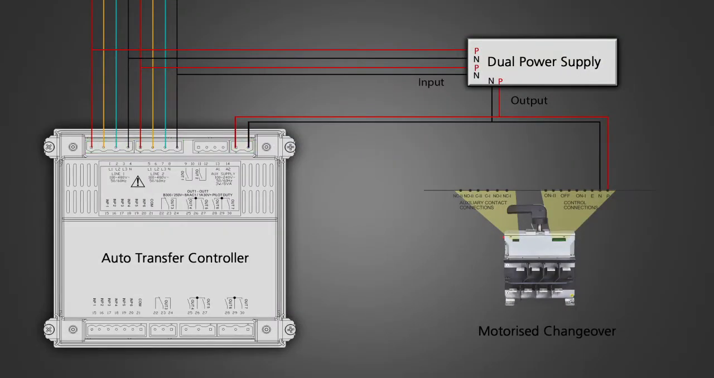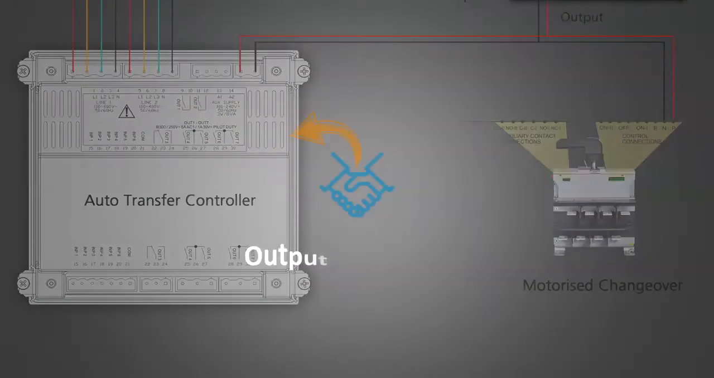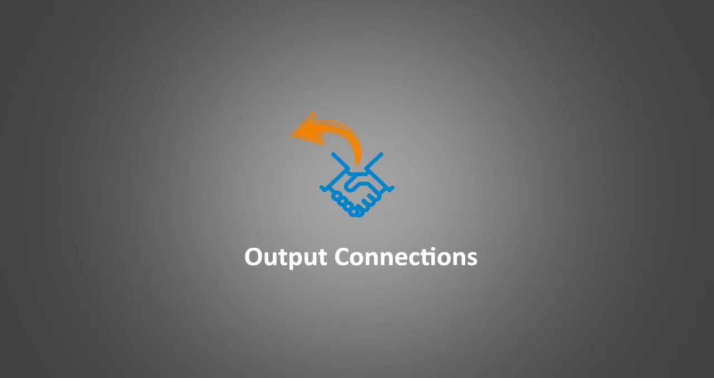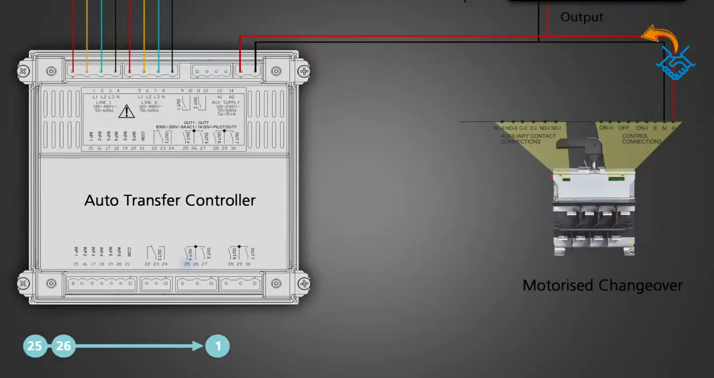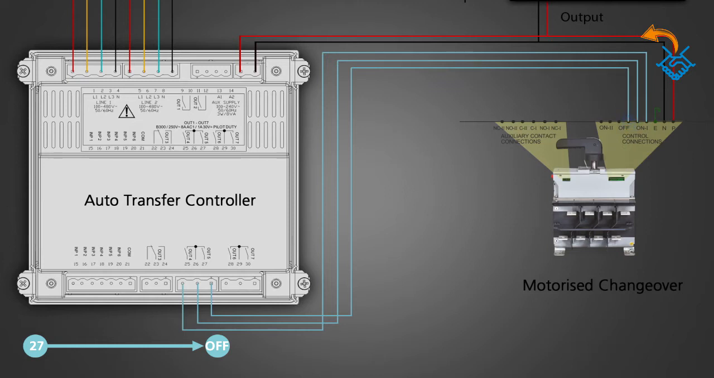This is the power connection. The pin marked E is the earthing pin that needs to be connected to the ground. Output connections. Terminals 25 and 26 of output 4 of the controller are connected to position 1 of the MCO. Terminal 27 of output 5 of the controller is connected to the off position of the MCO.